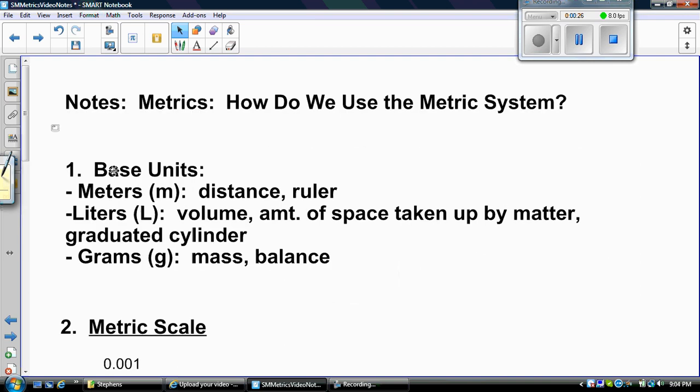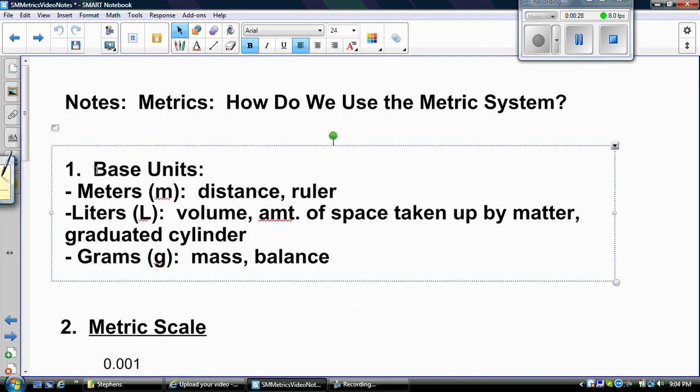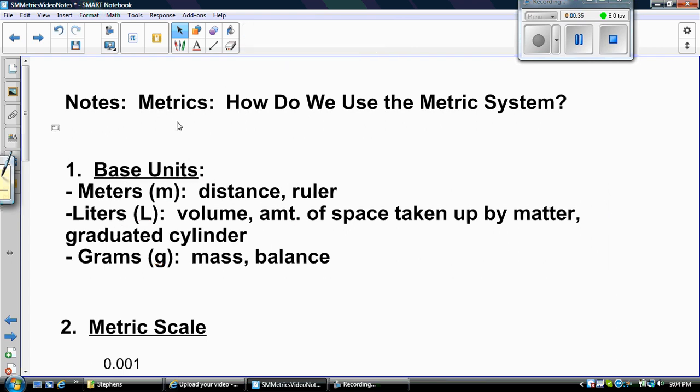Okay, so remember from last year we did a metric Olympics lab. You guys had lots of fun with that. And the metric system is different than the normal English system that we use, like inches and pounds. That's the English system. Now, everybody else in the world uses the metric system to measure things.